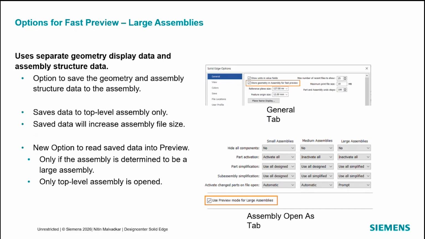Now, again, this data, when saved, will be saved inside the top level assembly. So when you save this file, you'll notice the assembly files do become a little larger. That is, the size of the assemblies actually becomes larger. But you'll also find that when you open the preview, it opens much, much faster. During preview, only the top level assembly is open. Full part files are not loaded at all. Just note that this save preview data is used only when Solid Edge detects a large assembly.